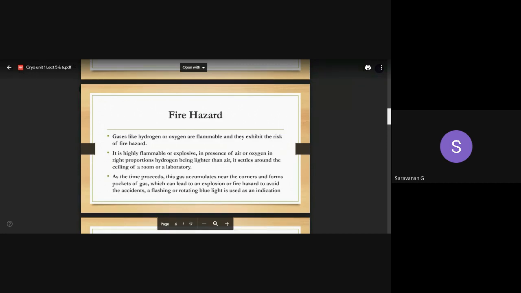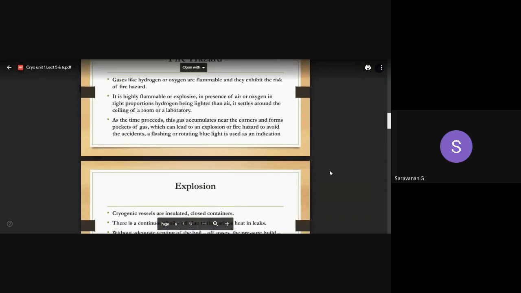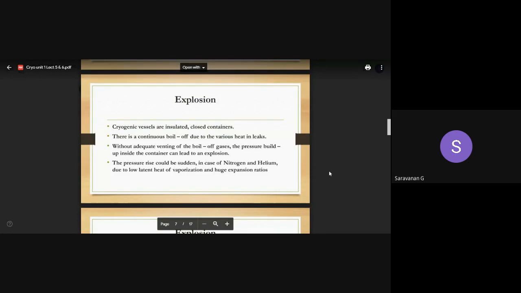Normally, we have a flashing bulb or tube, something like a rotating blue light system, which indicates the presence of more oxygen or flammable gases that could cause fire hazards. So that is the second important safety aspect: hazards due to the presence of flammable gases like hydrogen and oxygen reacting with air. If the proper proportion is not maintained, it will lead to fire hazards. The third one is explosions.